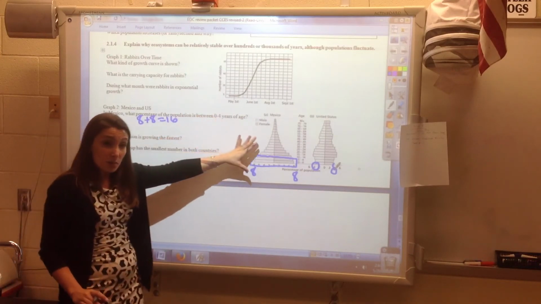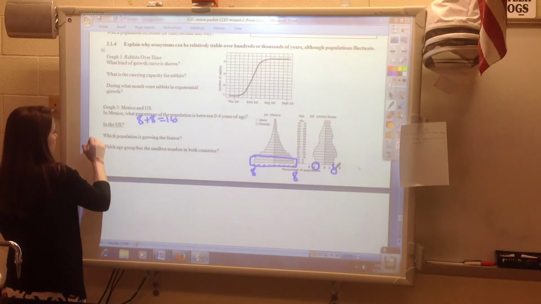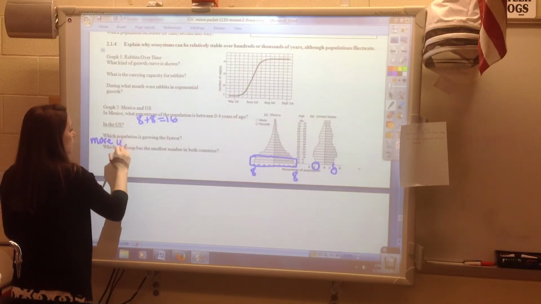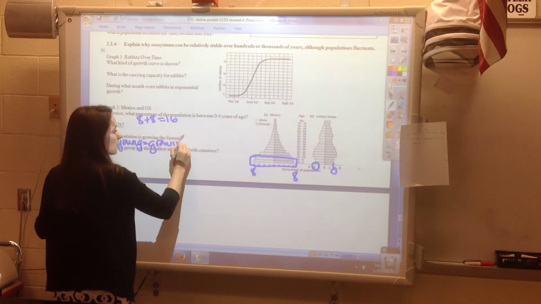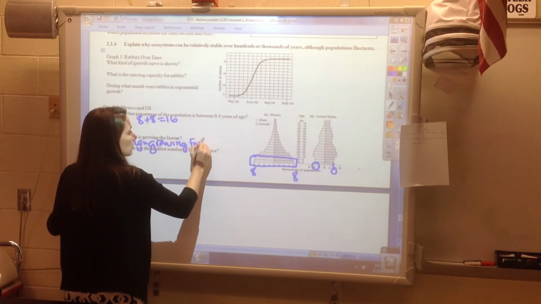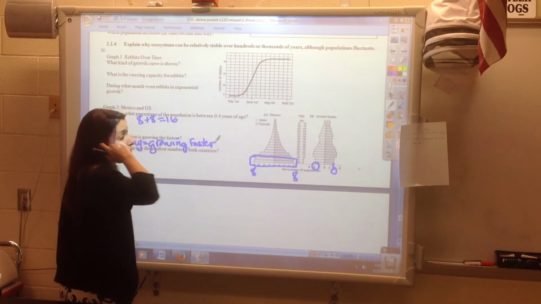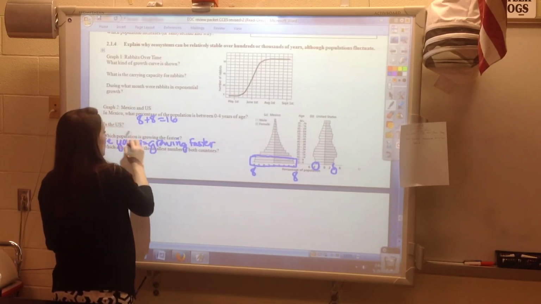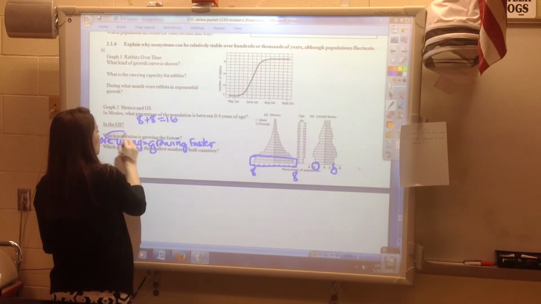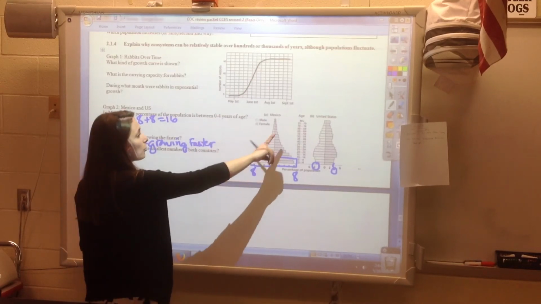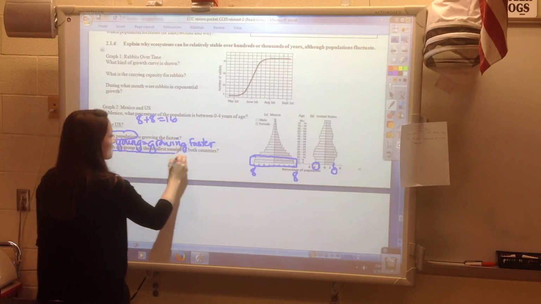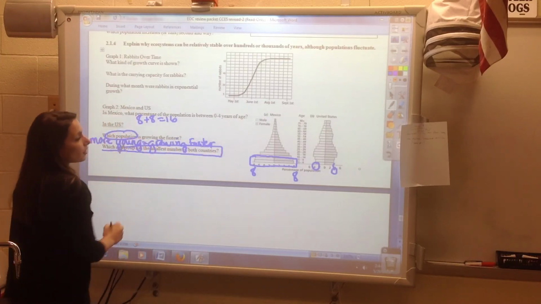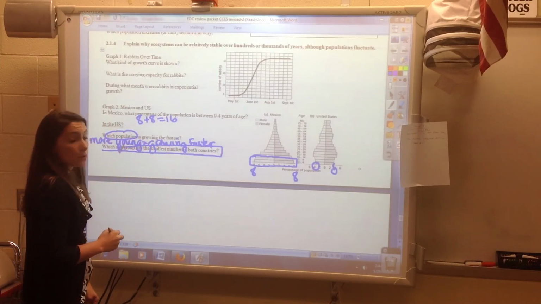Remember, the more young people you have, more young equals growing faster. And so what you want to do now is pick out which of these populations. Is Mexico growing faster or is the U.S. growing faster? And which age group has the smallest number in both countries?